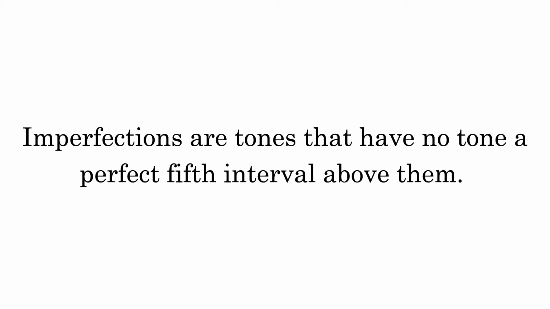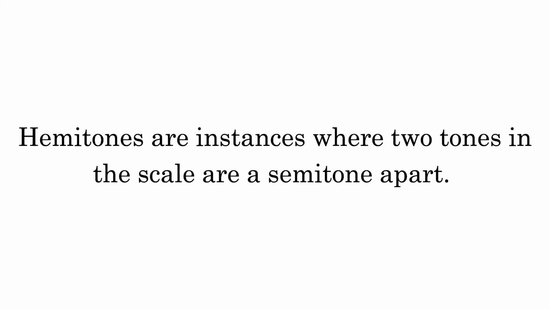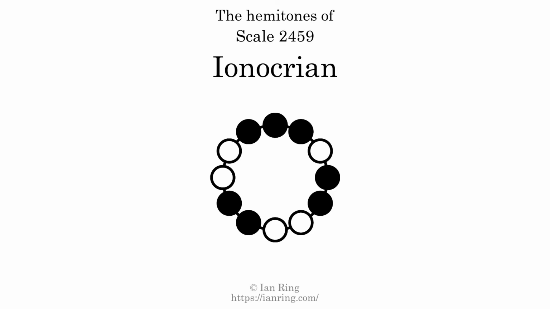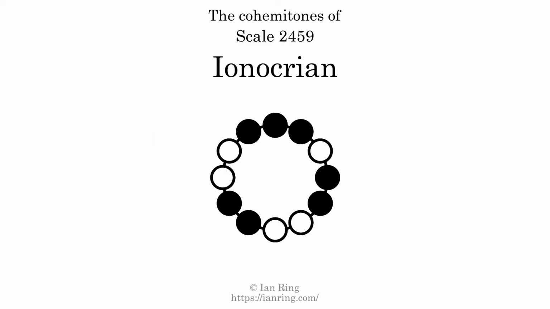Imperfections are tones that have no tone a perfect fifth interval above them. This scale has 3 imperfections. They are at positions here, here, and here. Hemitones are instances where 2 tones in the scale are a semitone apart. This scale has 4 hemitones. They are at positions here, here, here, and here. Cohemitones are instances where 2 hemitones are beside each other. This scale has 1 cohemitone here.